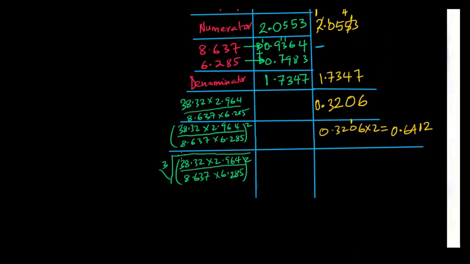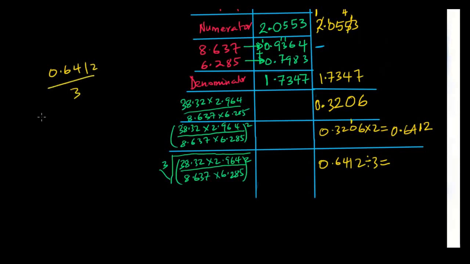Now, since we are adding a third root, it means we'll be dividing this answer by 3. Okay, you know when we added square, we multiplied by 2. Now, when we are adding the third root, we need to divide the answer here by 3. So that's what we'll do. We'll just bring this here to be 0.6412. That's what we got here. This one here, because we're adding the third root, we'll be dividing by 3. So this will be divided by 3. Okay, let's do the division here.